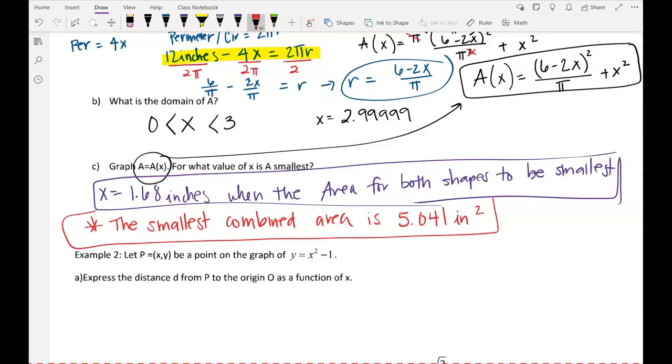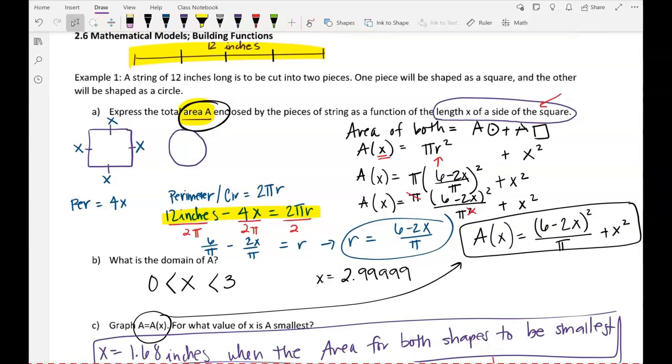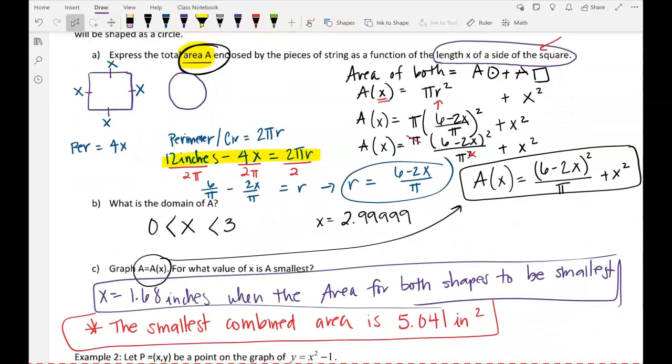Now, just a little recommendation here, guys. Don't be stuck on just the circle or the square. I may add in a triangle. I may add in a rectangle. I may add in whatever shape I want. So try to understand the concept and the steps more than be stuck on the shape. All right?